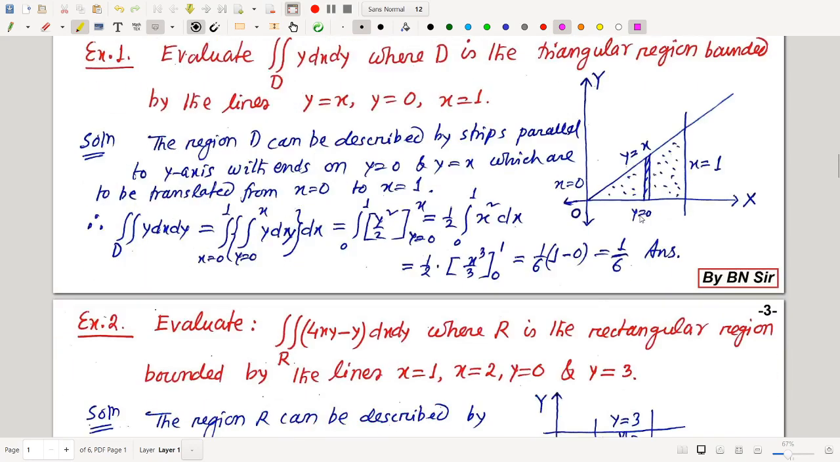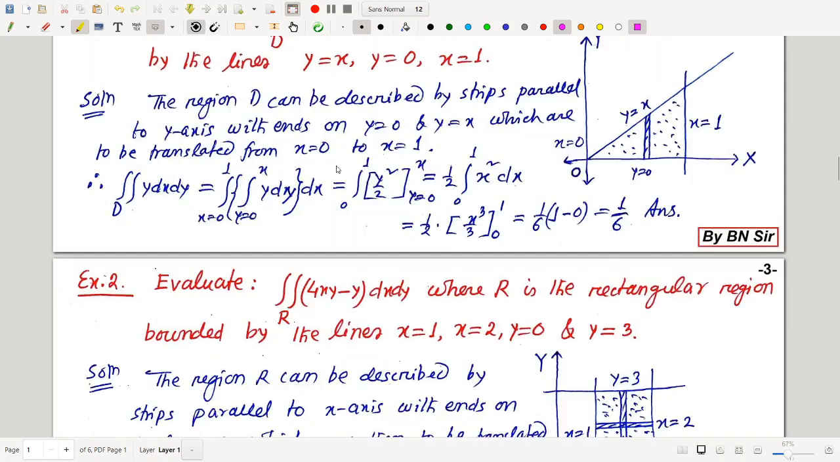Obviously we see that the region can be described by strips parallel to the y axis. The strip will have one end at y equal to 0, on the x axis, and the other end on the line y equal to x. So the limits for y are 0 to x. The region D can be described by strips parallel to the y axis with ends on y equal to 0 and y equal to x, which are to be translated from x equal to 0 to x equal to 1. Here x equal to 0, here x equal to 1. So the strip starts from the origin and goes up to the line x equal to 1.